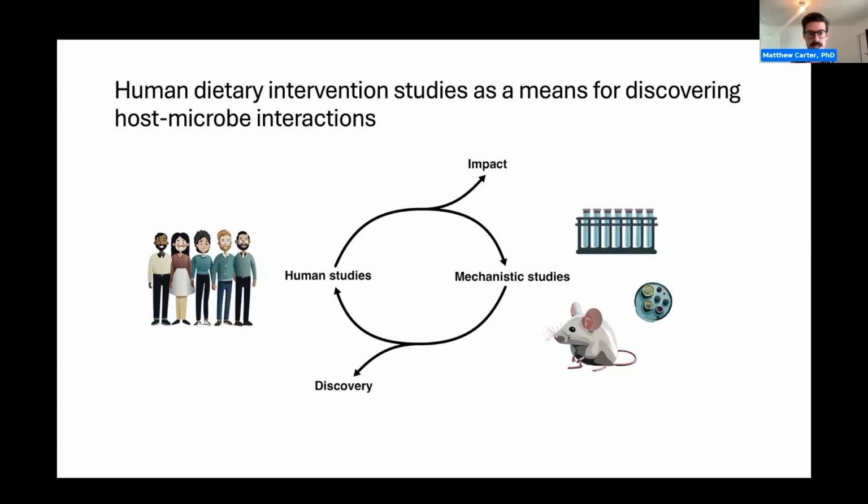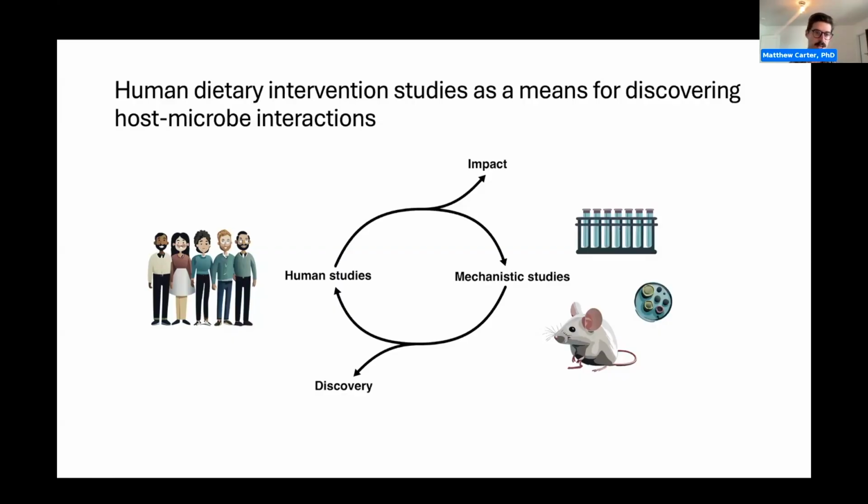And one of the nice things about diet is that it's relatively straightforward to run human studies where you're doing dietary interventions. The benefit is that you can immediately gain some insights into the impact of different diets on human health and our microbiome, and then it can inform further mechanistic studies in model organisms. This is an inversion of the typical model of starting things in mice and then hoping they translate into humans.